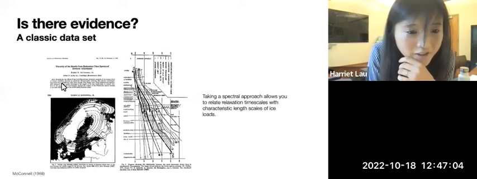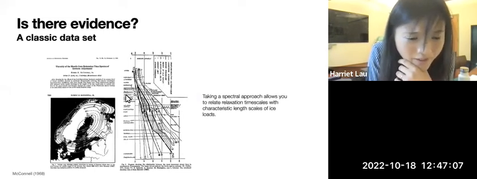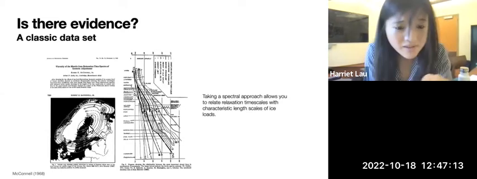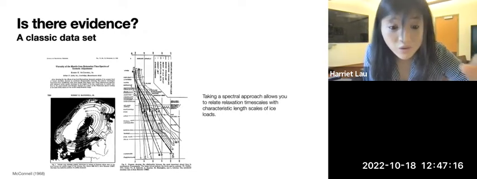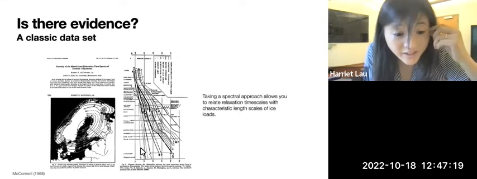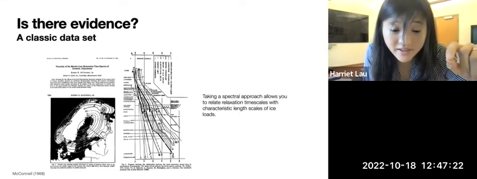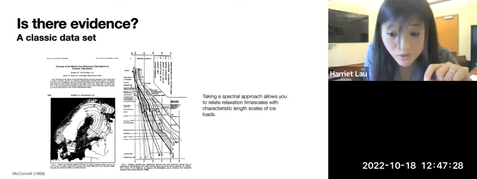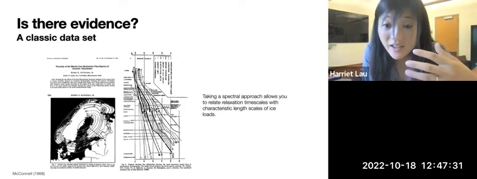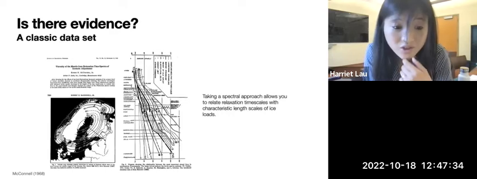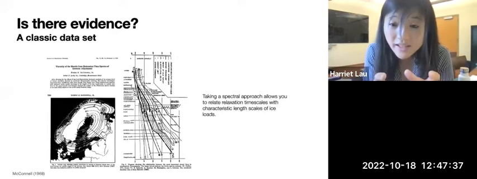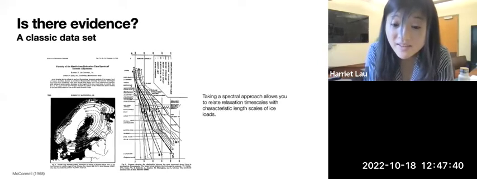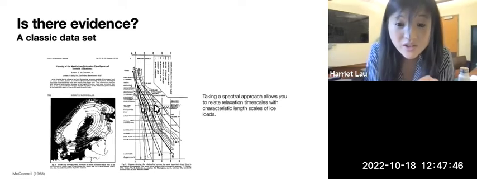But here's that paper, and I think you're getting an idea that I really like reading old papers. One of the figures here shows the transect. I don't know if you can see my mouse, but this is the transect of the strand lines that McConnell used in this paper. And in this figure, the heights of these strand lines are placed next to their age, right? And so this line here is the Angerman esker that you saw before. And what you do is basically track the elevation history of these strand lines. And what McConnell did was take a spectral approach that related the characteristic length scale of ice loads with the time scale of these elevation histories.